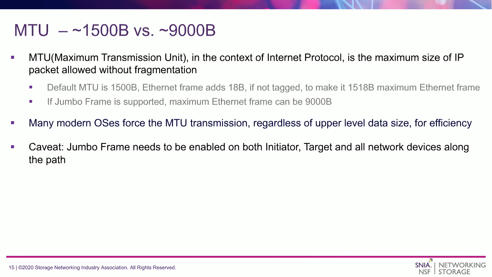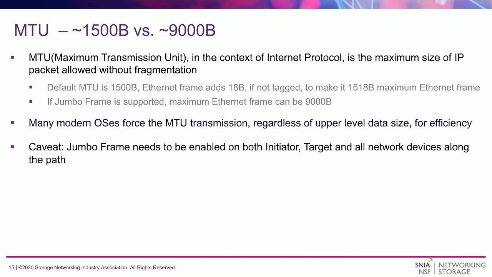MTU is the maximum transmission unit, and the standard frame is a 1500 byte frame, but we also have a jumbo frame, which is 9000 bytes. One of the things we're going to be doing is looking at the difference between these two, but in the context of the protocol, the maximum IP packet allowed without fragmentation is the standard 1500 byte.